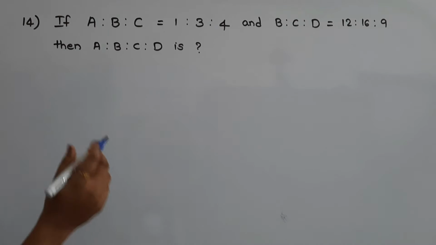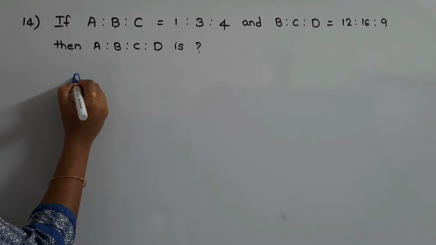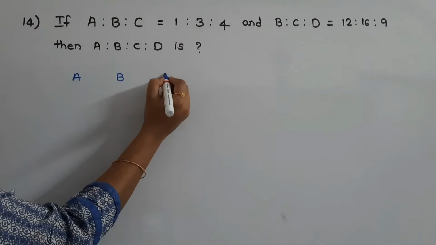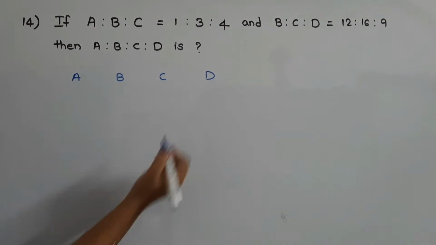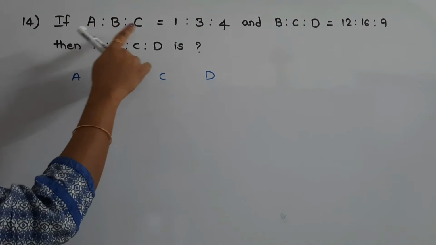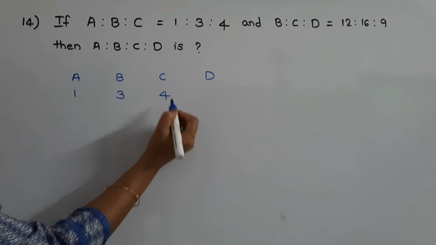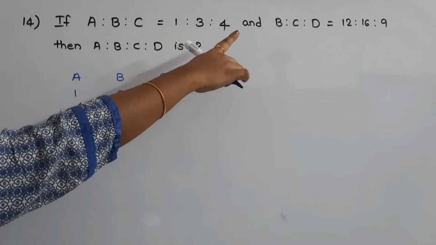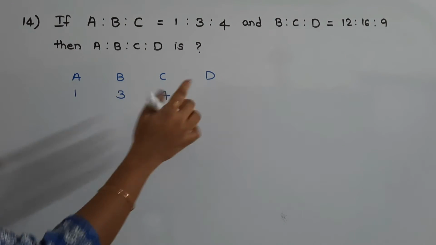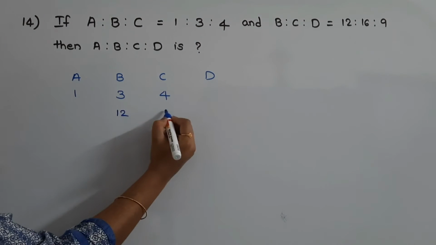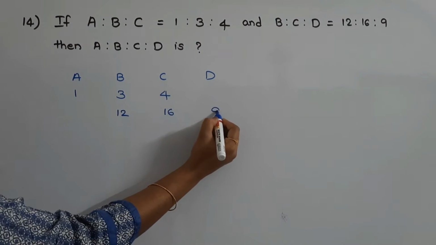So first let us write down A, B, C and D. The ratio A, B, C is given as 1 is to 3 is to 4, and the ratio of B, C and D is given as 12 is to 16 is to 9.